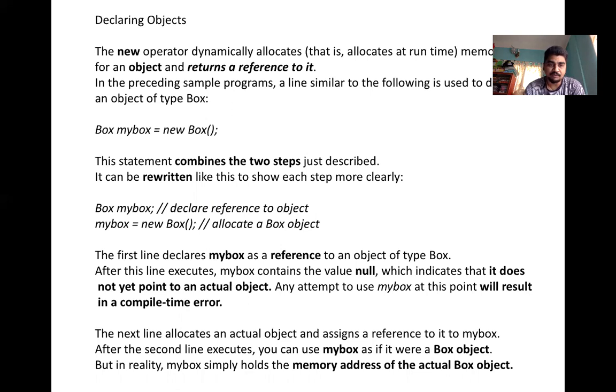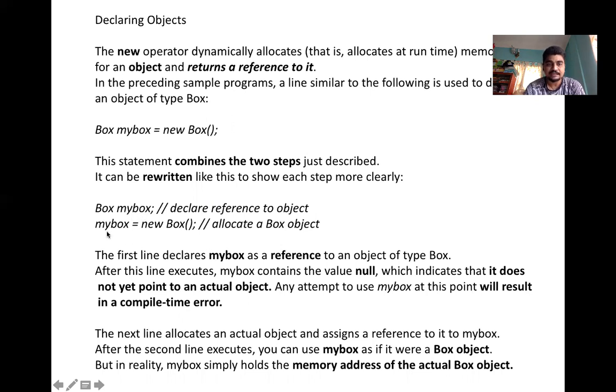Now the first line, Box myBox, is where we are declaring the reference to an object. Here myBox is the reference. It's not an object because we have not allocated any memory. We are creating only a reference of the Box class. So my class is Box, and I'm creating one reference, myBox.